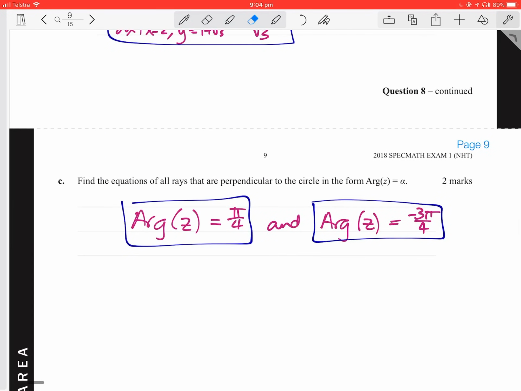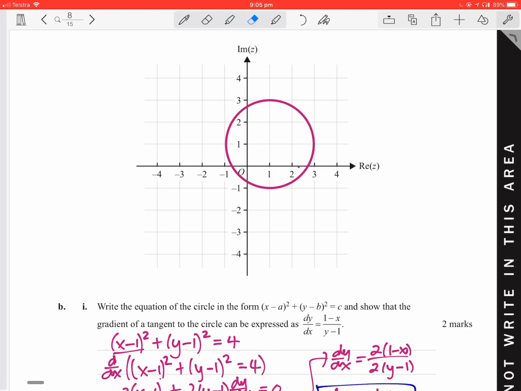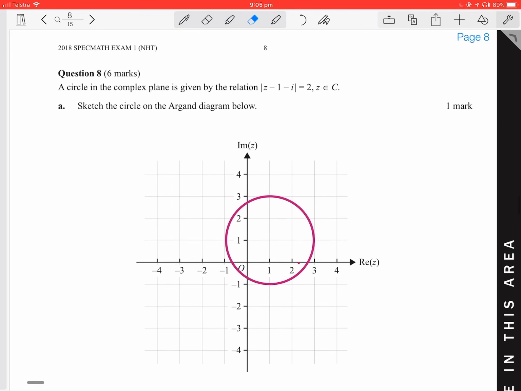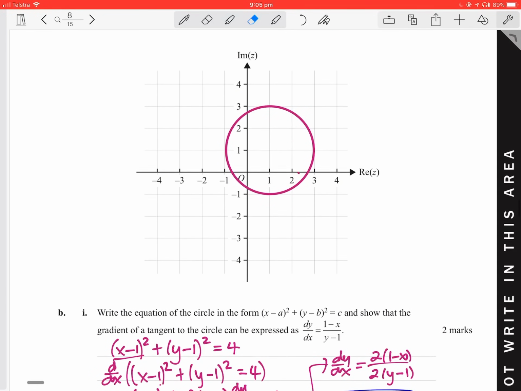A lot of the times, not 100% sure about this, I don't actually find the equations of all rays that are perpendicular to the circle in the form arg of z. Because it's arg of z and it's a ray, it's got to start from the origin. The only ones that are going to be perpendicular are, like I said, anything that lies on that line. So we've got that one, and we've got that one. Hopefully I'm right. If not, goodbye 2 marks, and my possible 50.